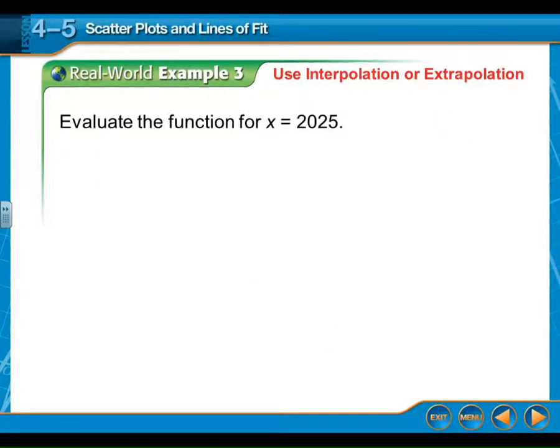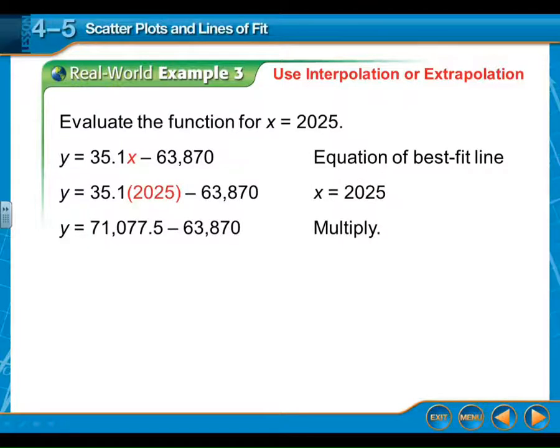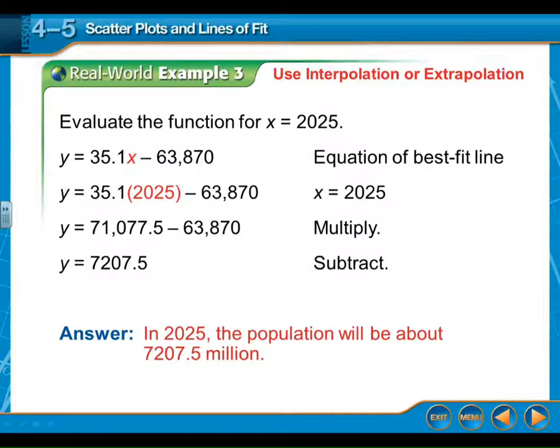Evaluate the function when x is 2025. Put 2025 in the place of x, multiply it, subtract 63,870, and you get 7,207.5. Millions, sorry. So in 2025, the population will be about 7,207.5 million people. It's a lot of folks.